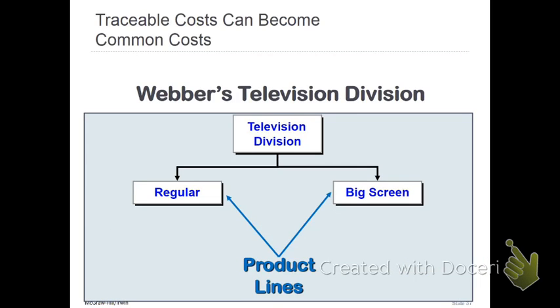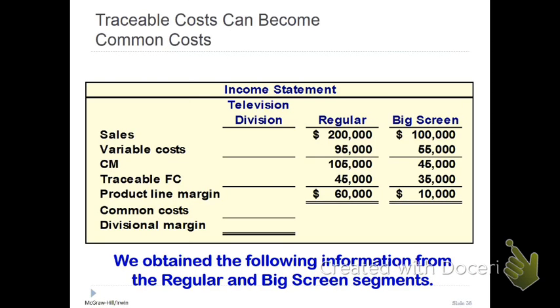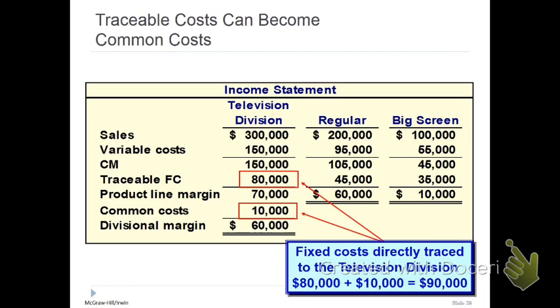So notice we can take this even further. We had the television and the computer division. Then we can take the television division and break it down into different segments. In this case, they've got large screen or big screen and regular. And notice they have the two sets of screens, the big screen and regular, and then they have the division overall.